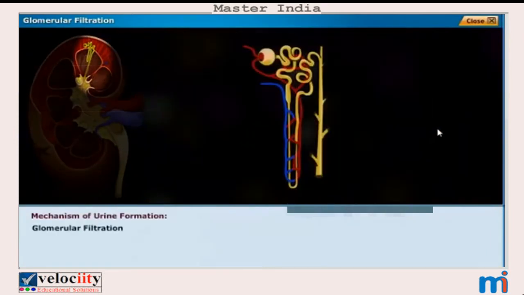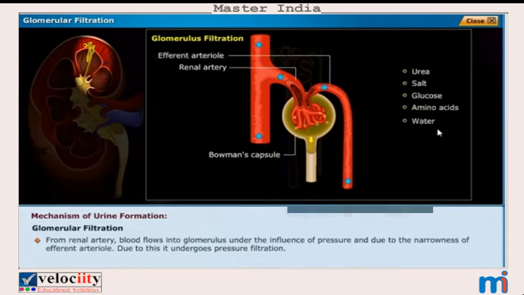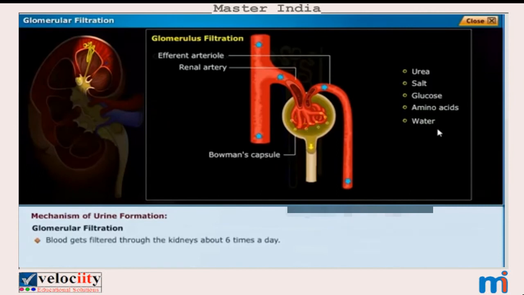Glomerular filtration. From the renal artery, blood flows into the glomerulus under the influence of pressure and due to the narrowness of the efferent arteriole. Due to this, it undergoes pressure filtration. Glomerulus filters the waste molecules, urea, salt, glucose, amino acids and water. Blood gets filtered through the kidneys about 6 times a day.